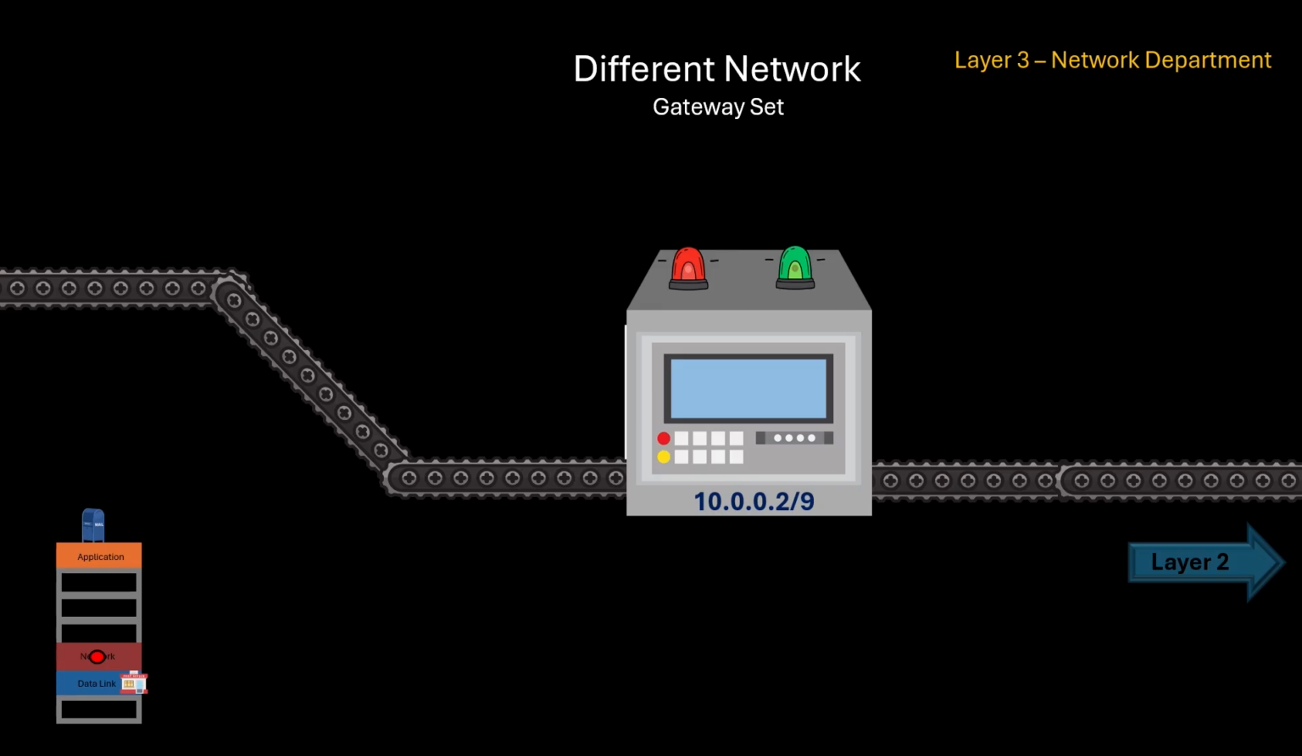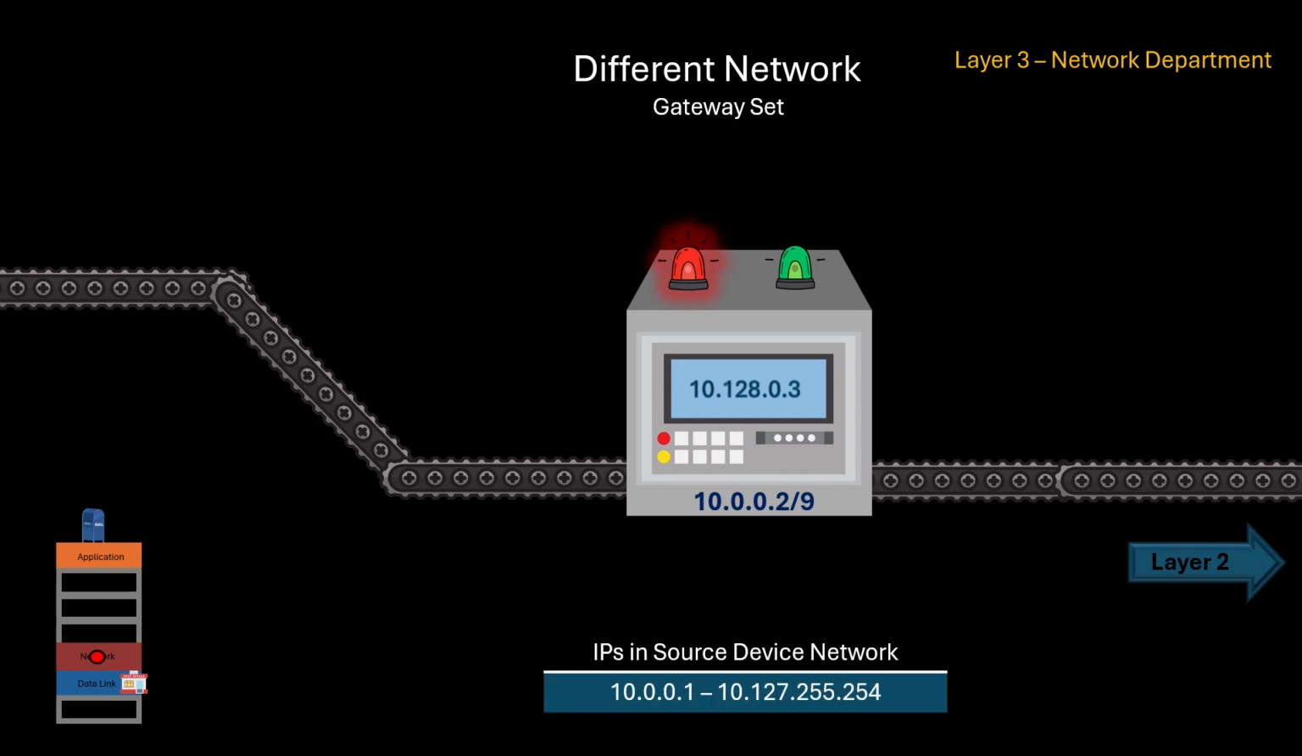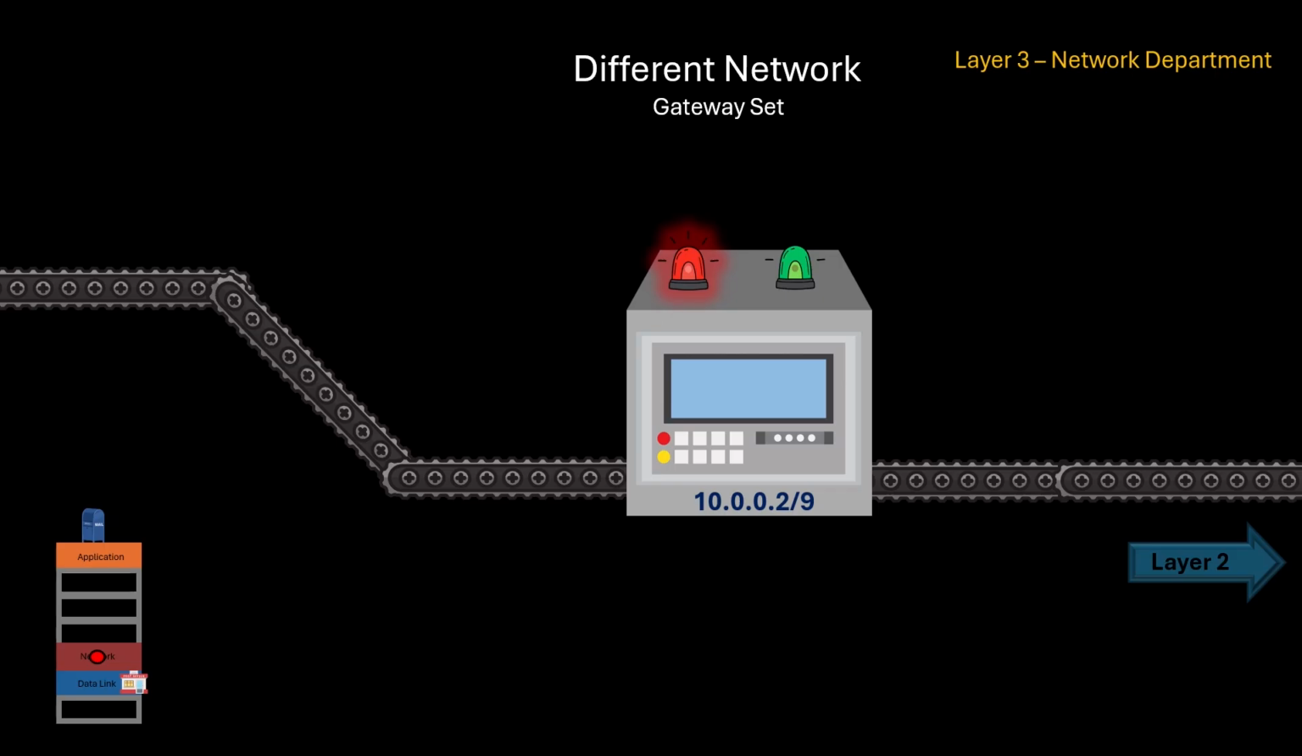Another shipment is being processed. Once again, the IP is 10.128.0.3. And as we learned before, that does not fall in the same range as the local device. Layer 3 begins checking to see if a default gateway has been set, and it appears one has been set this time.